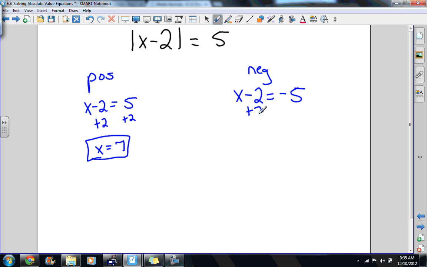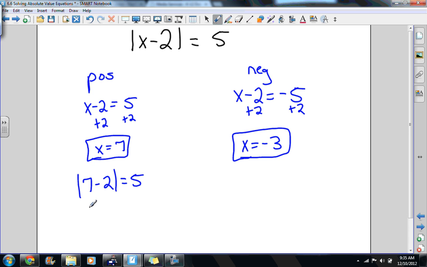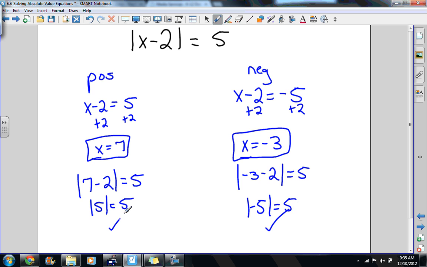And over here, we're going to add 2, and so x equals negative 3. The confirmation of this should be pretty easy. We take 7 minus 2 and get the absolute value of 5 equals 5. And over here, we do negative 3 minus 2 equals negative 5. Well, the absolute value of negative 5 does equal 5. So those are both good.